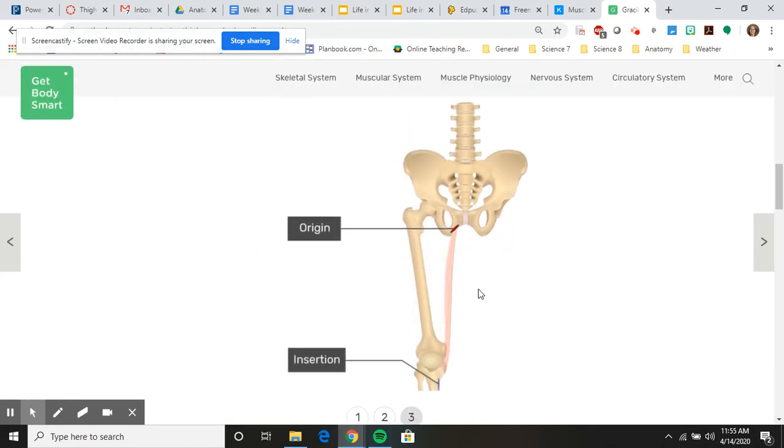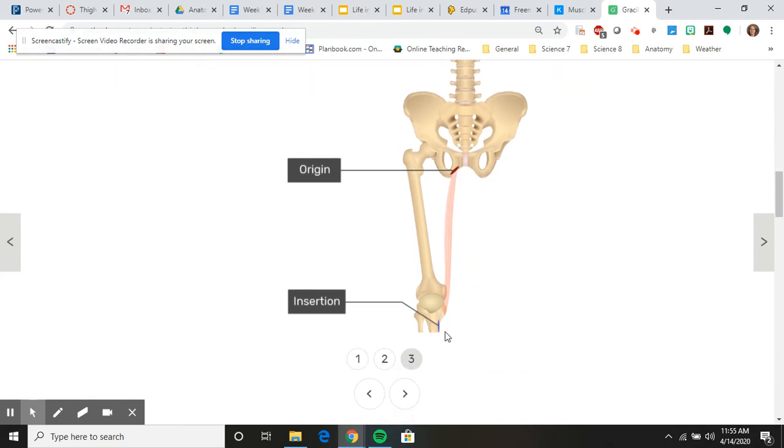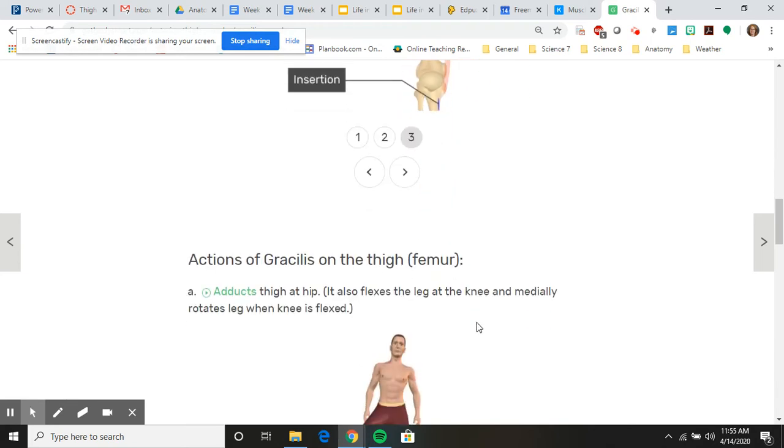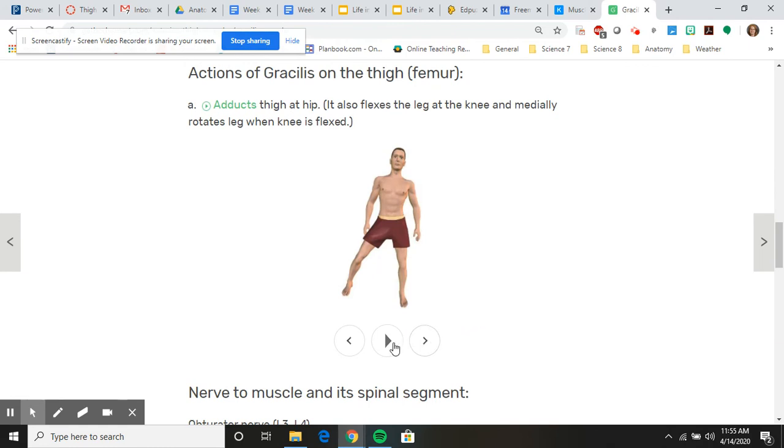So the gracilis has an origin at the pubic symphysis of the hip bone, and it originates on the medial side of the tibial tuberosity, right there. And this is going to be an adductor muscle, so it's going to bring your thighs in. It is on the inside of the thigh and acts to adduct the thigh. It also flexes the leg at the knee and medially rotates the leg when the knee is flexed.